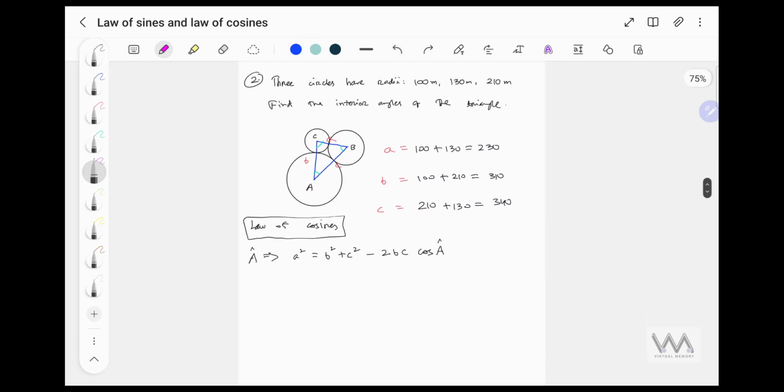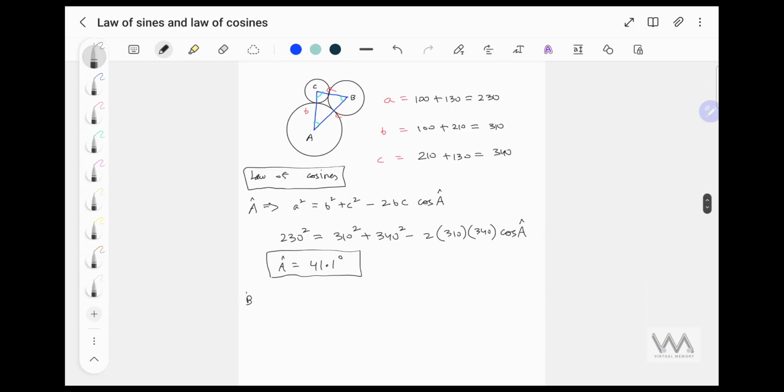So we can do A squared, which is 230 squared, equal 310 squared plus 340 squared minus 2 times 310 times 340 times cosine of angle A. If we solve this, for angle A we get 41.1 degrees.